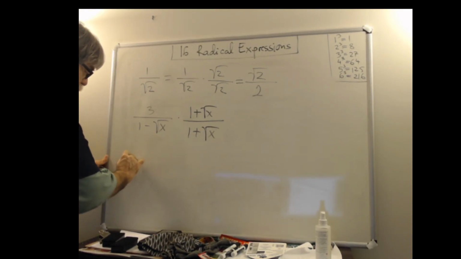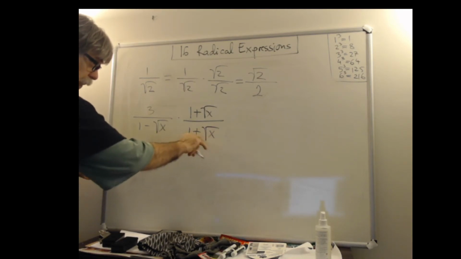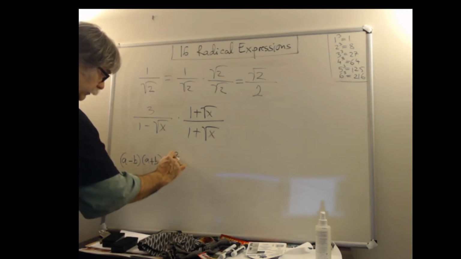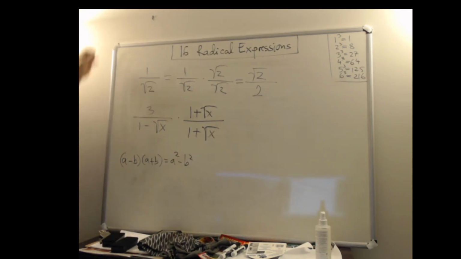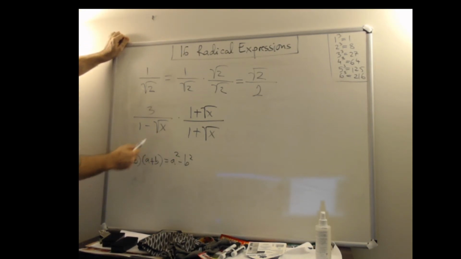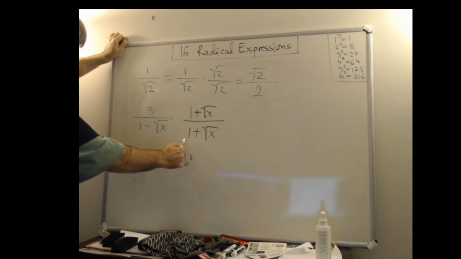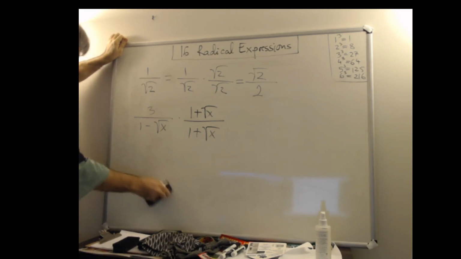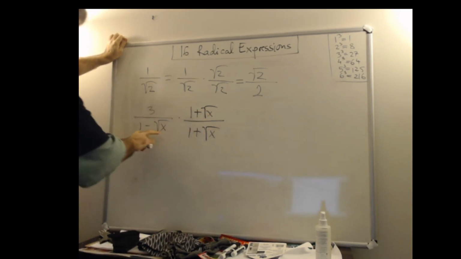A minus B times A plus B, which is A squared minus B squared. You see? I'm going to square this guy, which is my B. A minus B, A is 1. A plus B. A minus B, A minus B. A plus B, A plus B. And then I square them both. And all of a sudden, the radical disappears. So that's the goal. You can remember this.